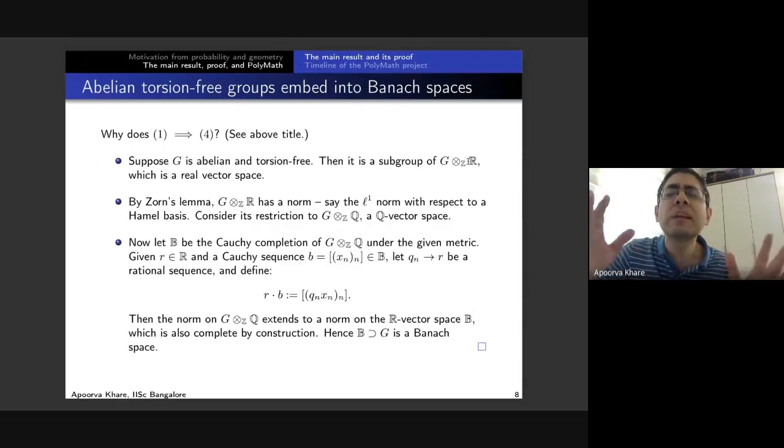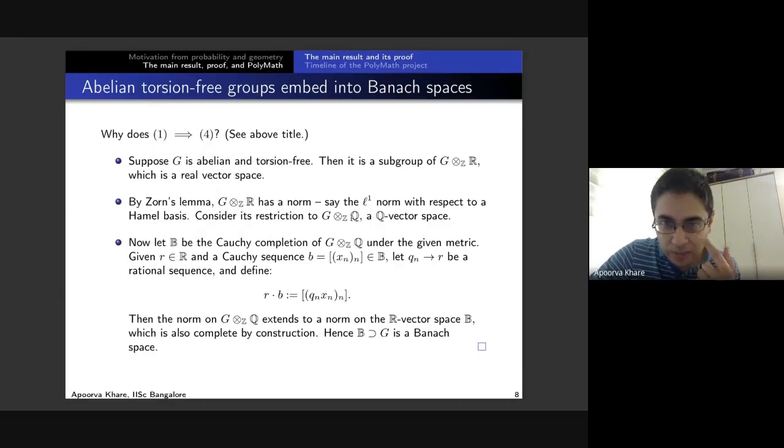It is extremely large. It is an uncountable dimensional vector space. If G is R, then this is not R itself. This is a huge vector space. So you take the norm from this vector space, but once you go to G tensor Q, R tensor Q, that goes back to one dimension. R tensor Q is one dimensional, R tensor R is infinite dimensional. So because of that, you can't just work with R tensor R and the norm. That will not give you a norm of the original group.